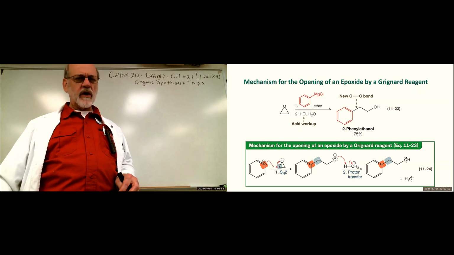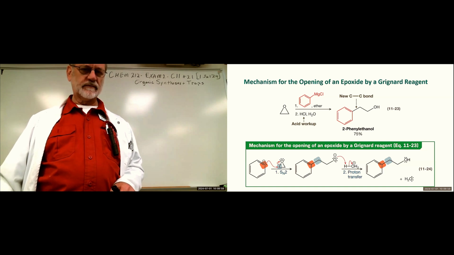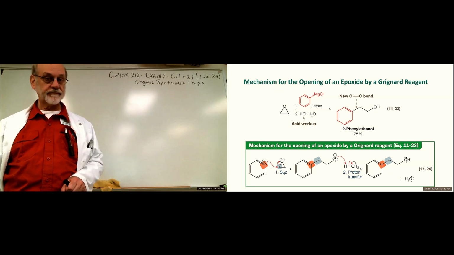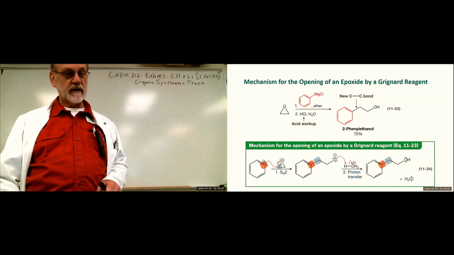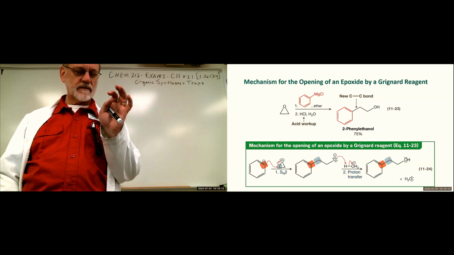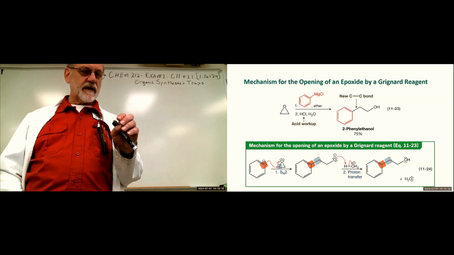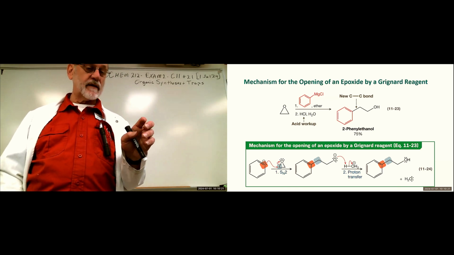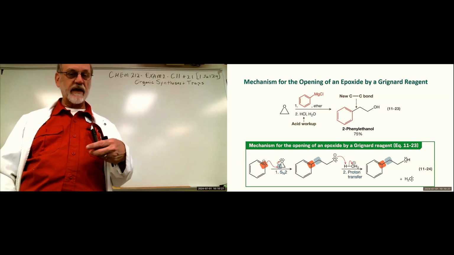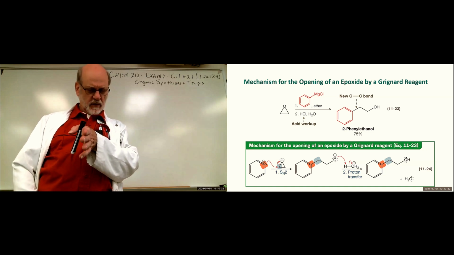So, can we open an epoxide ring with a Grignard? Yeah, you bet you can. There are no acidic hydrogens on that one, so it's going to go in. The mechanism's down there. That phenol anion attacks the same carbon that we saw before, opens the ring, and then we do an acid workup, and we get our, let's see, 1, 2.